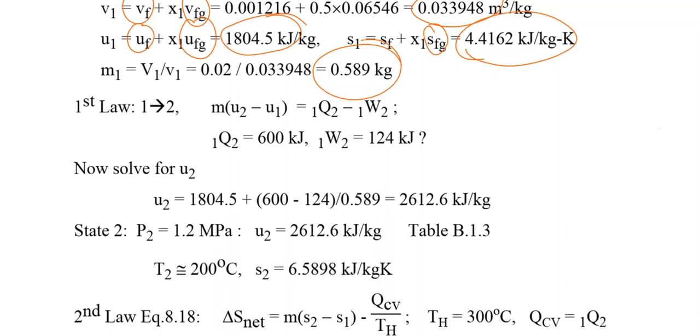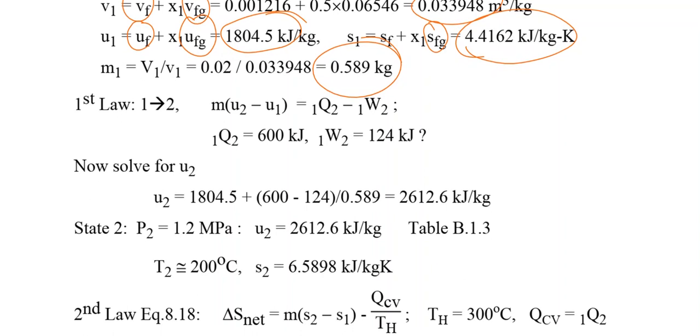So the internal energy, from the above equation, if we put the values in here, U2 would be equal to mU1, and obviously 600 minus 124, divided by that value. So you can get the value, which is 2612.6 kilojoule per kg. Going towards the next pressure, which is 1.2 megapascal, we now have the second state, with internal energy of 2612.6 kilojoule per kg.